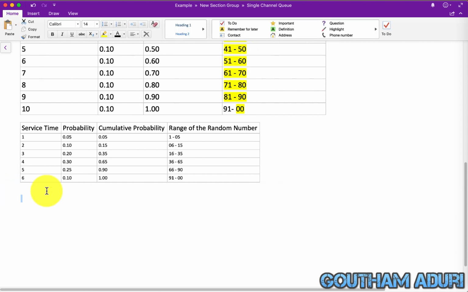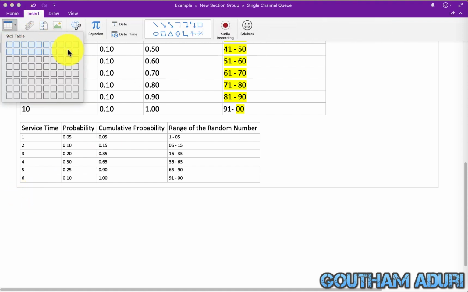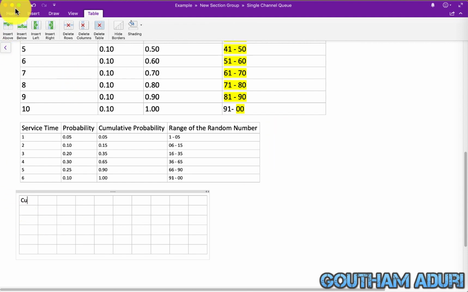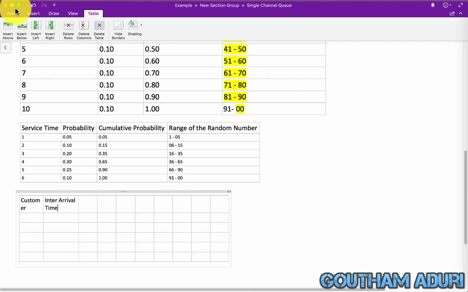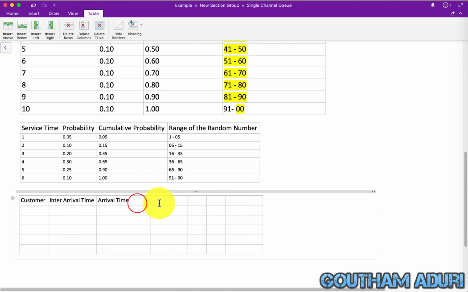Let me just draw the table. Insert a table of, I don't know how many, 5. So I put 6, maybe 10 rows, 10 columns. So first is customer. How many customers are coming? Next is inter arrival time, and here arrival time. From the inter arrival time I get the arrival time, and from here service time.